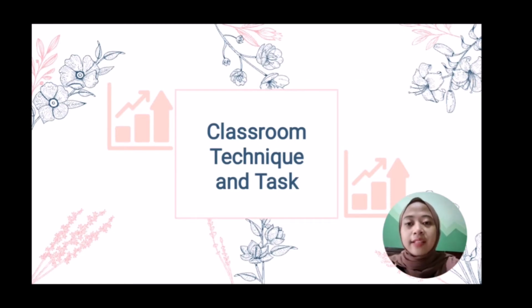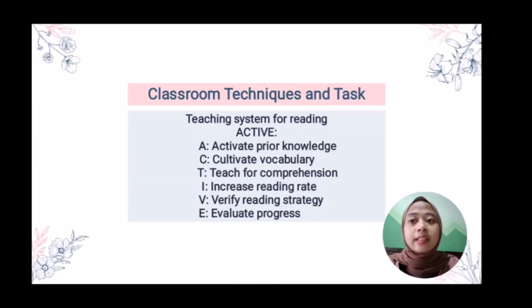Okay, going to the next topic of teaching reading. It is classroom techniques and tasks. There is a teaching system for reading around the word ACTIVE. A stands for activate prior knowledge. C for cultivate vocabulary. T for teach for comprehension. I for increase reading rate. V for verify reading strategy. And E for evaluate progress.